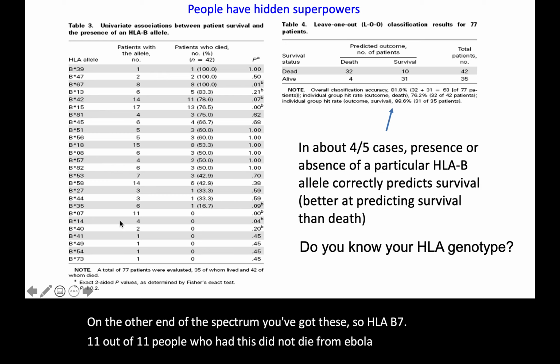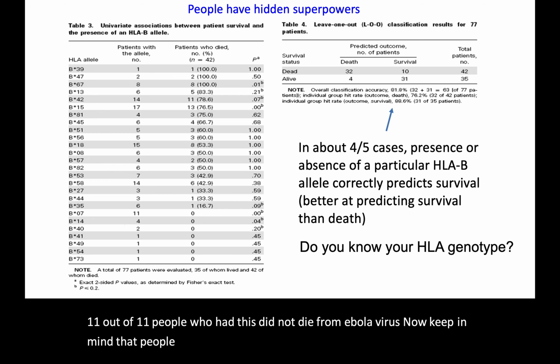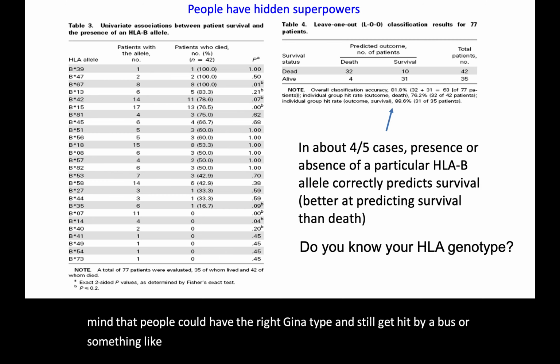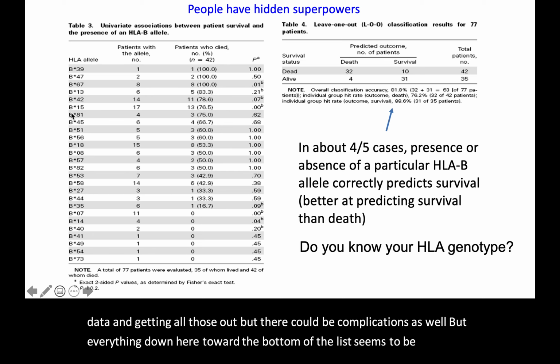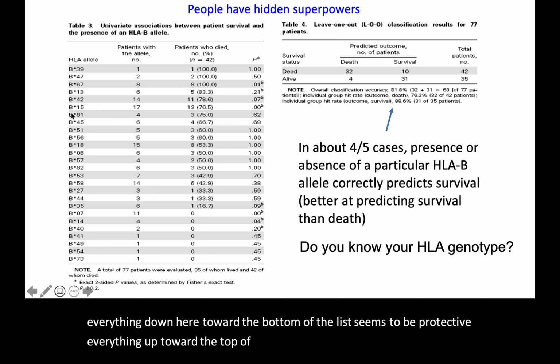Now, keep in mind that people could have the right genotype and still get hit by a bus or something like that. I don't know how careful they were at sanitizing the data and getting all those out. But there could be complications as well. But everything down here toward the bottom of the list seems to be protective. Everything up toward the top of the list seems to be pretty bad.